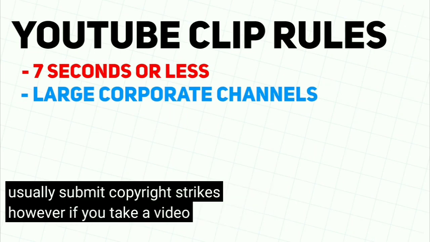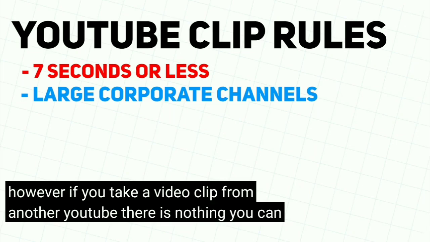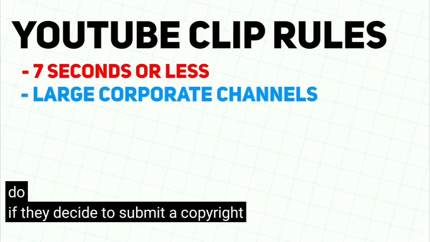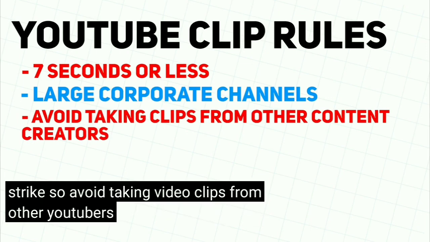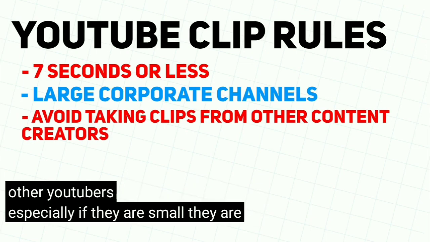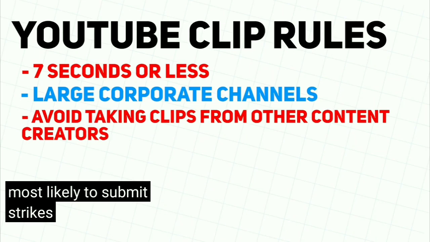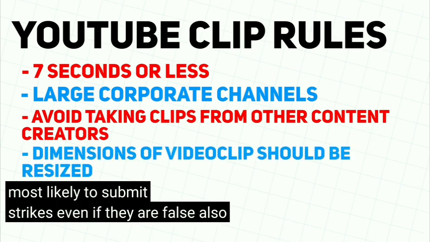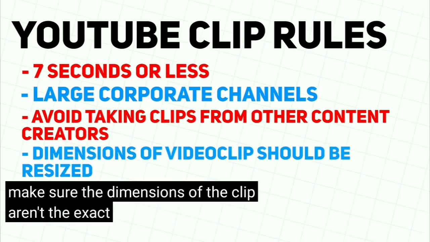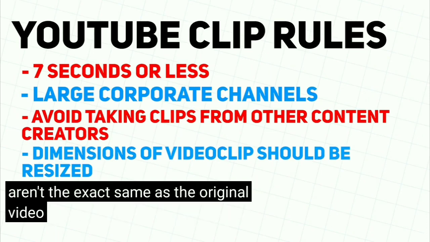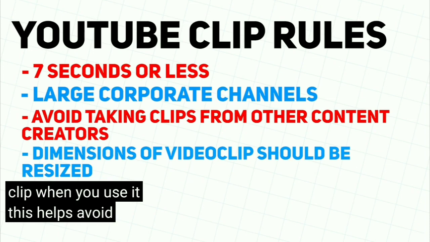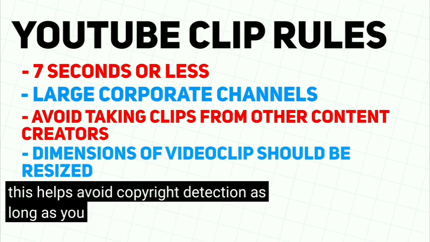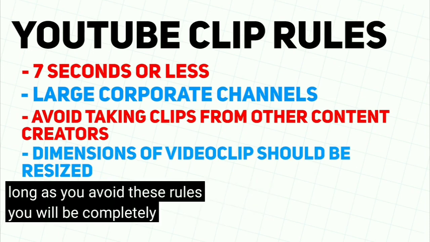However, if you take a video clip from another YouTuber, there is nothing you can do if they decide to submit a copyright strike. So avoid taking video clips from other YouTubers, especially if they are small. They are most likely to submit strikes, even if they are false. Also, make sure the dimensions of the clip aren't the exact same as the original video, meaning you need to resize the video clip when you use it. This helps avoid copyright detection. As long as you follow these rules, you will be completely fine.